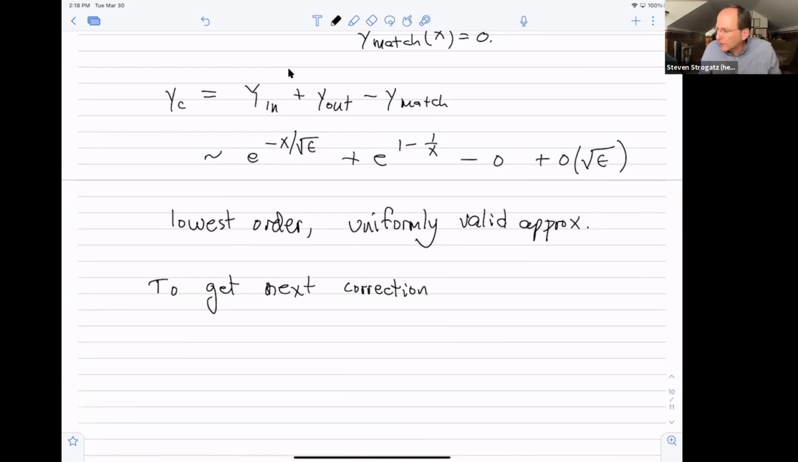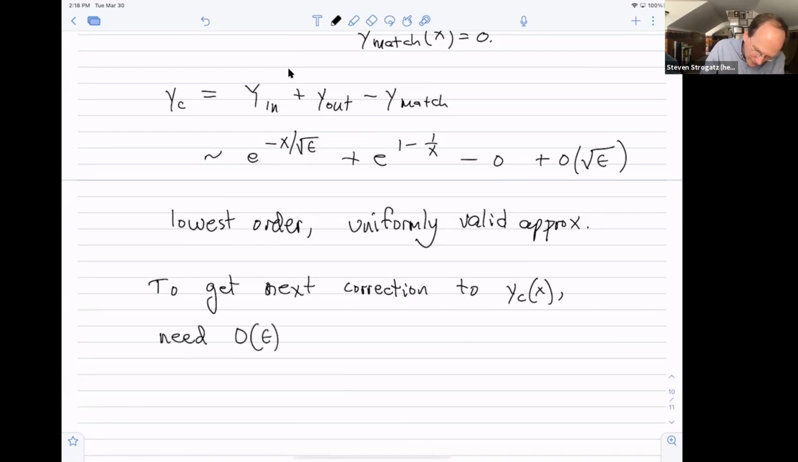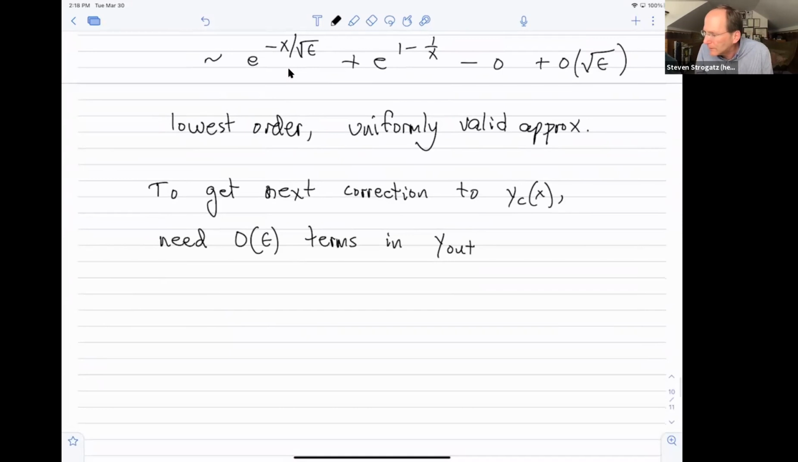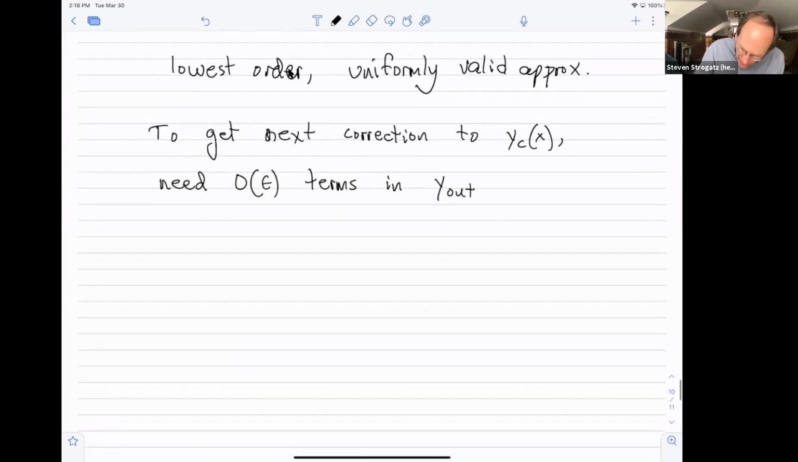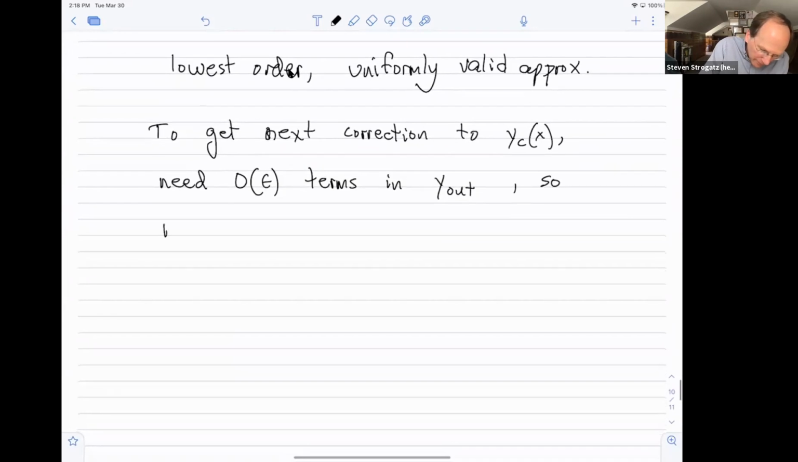So if you did want to go to the next correction term, to Y_C, the composite solution, you're going to need the order epsilon terms in the outer solution. Because remember, the outer solution was expanded in powers of epsilon, not square root of epsilon, right? The outer solution was just an ordinary regular perturbation in integer powers of epsilon. So you would need the order epsilon terms in Y_out, which would mean that you would need one more term in the outer.